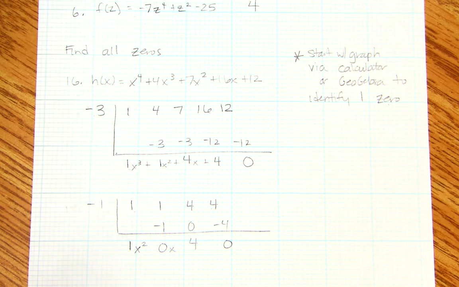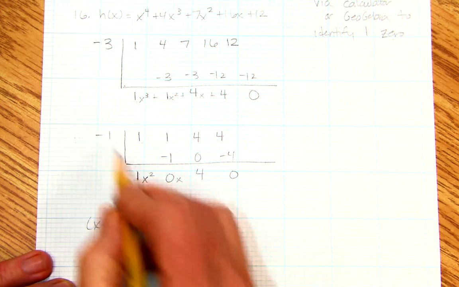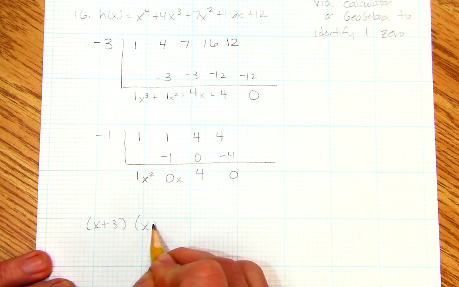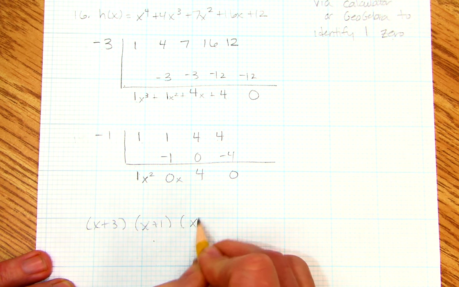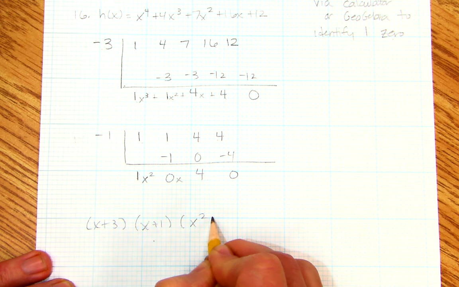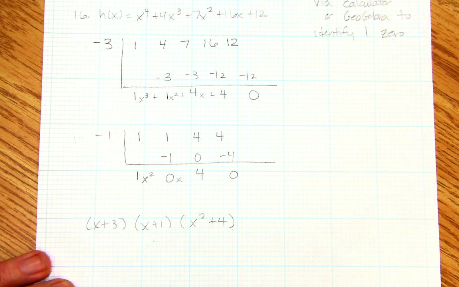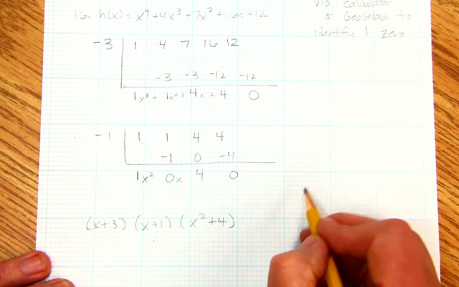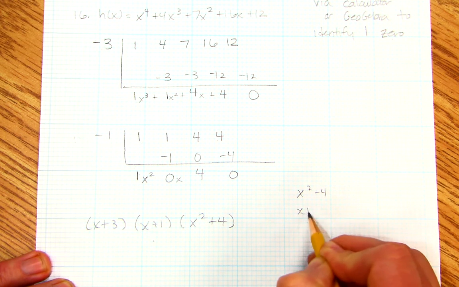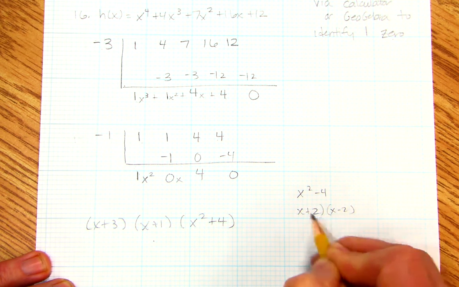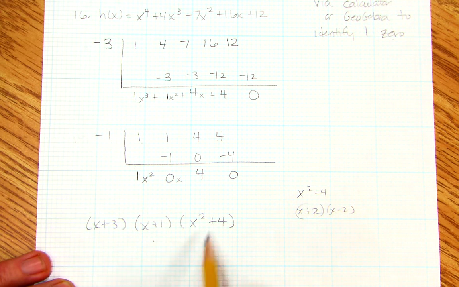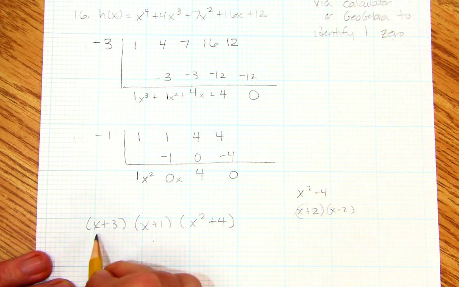So far I know x plus 3 is a factor, and I know that x plus 1 is a factor, and then I have x squared plus 4. Now this one is hard to figure. I mean, you can't factor this. If we had x squared minus 4, we would know that's x plus 2, x minus 2, because the inner term cancels. But an x squared plus 4 can't do.